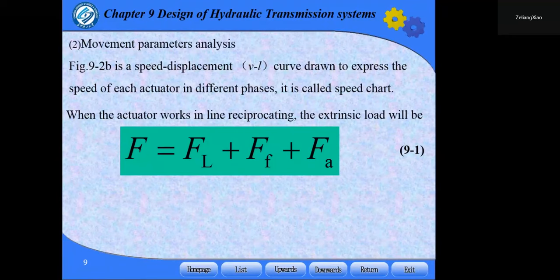FL is the working load. FL relates to the working conditions of equipment. For instance, the cutting force is the working load for a machine tool, and the heavy weight is the working load for an elevator or hydraulic jack. The load can be a fixed or variable value, and it can also be a positive or negative value.